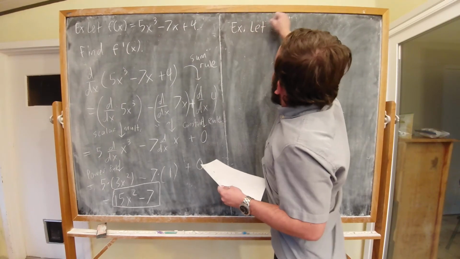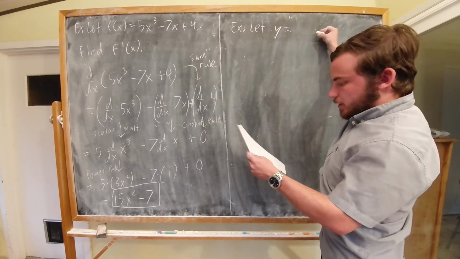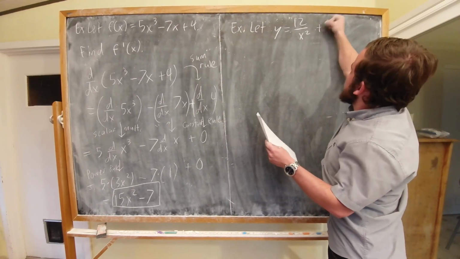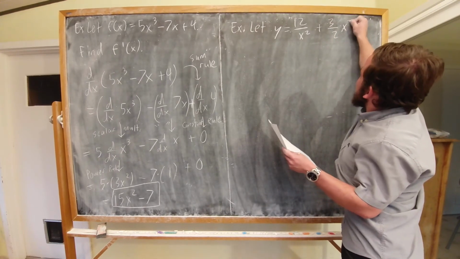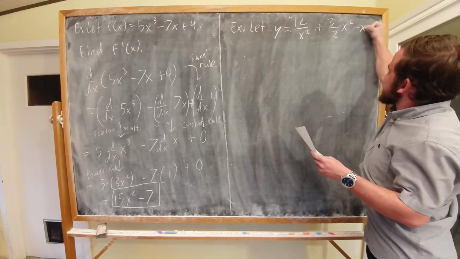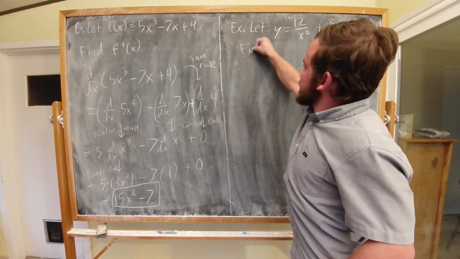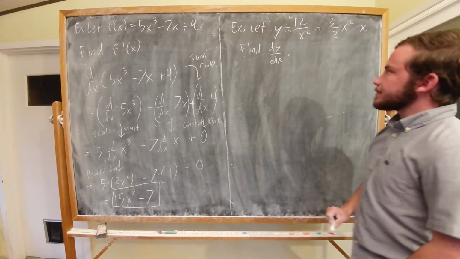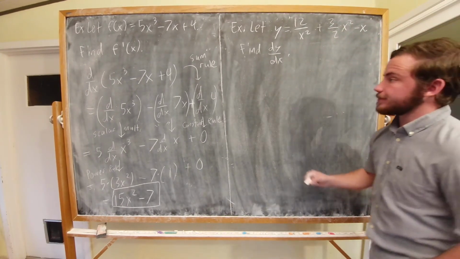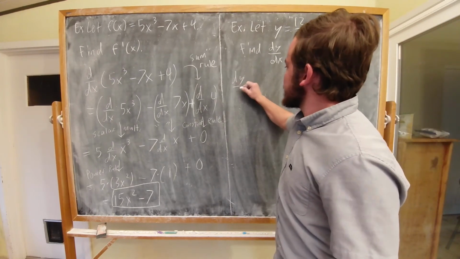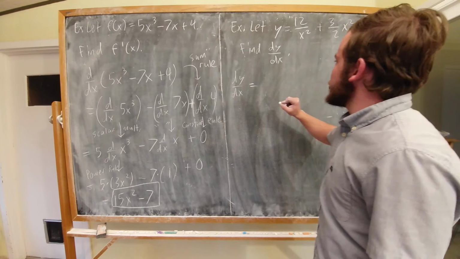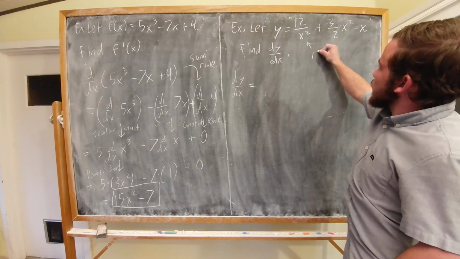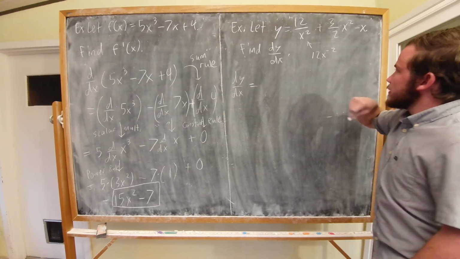Let's let y equal 12 divided by x squared plus 3 halves times x squared minus x. And let's find dy/dx. Alrighty. Well, dy/dx is equal to, okay, let's rewrite. This is 12 times x to the negative second.